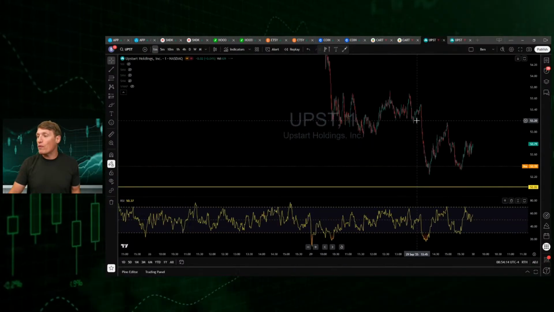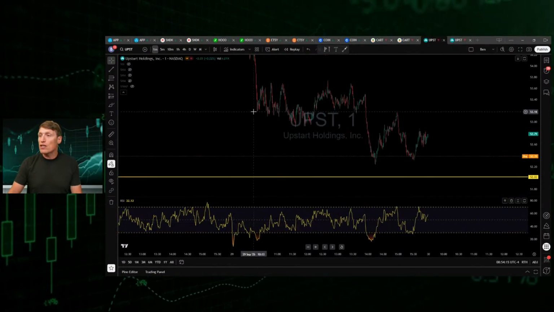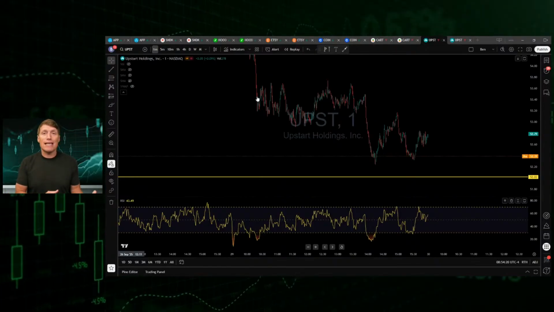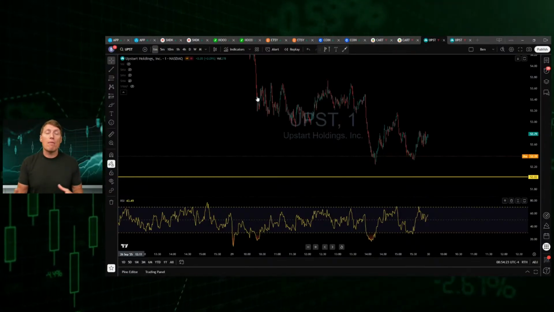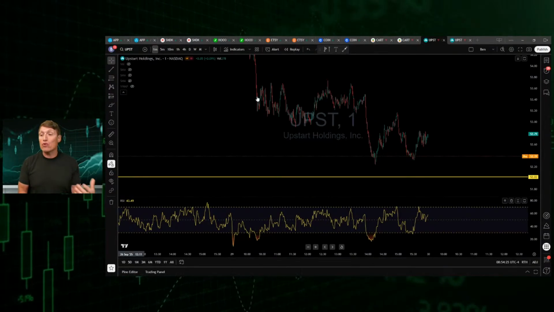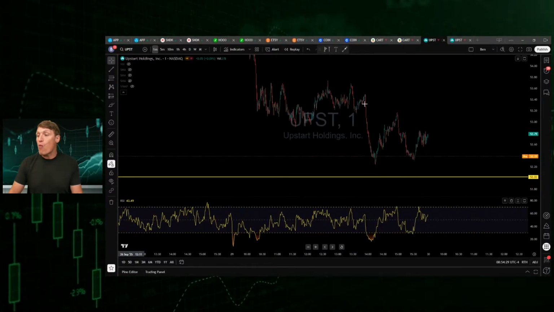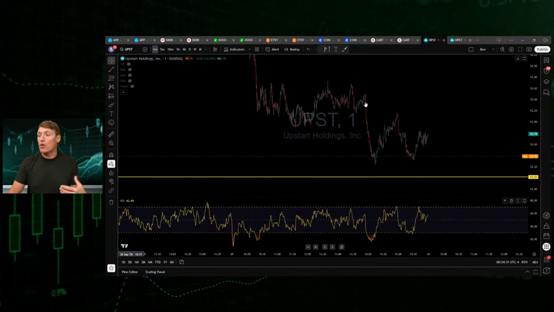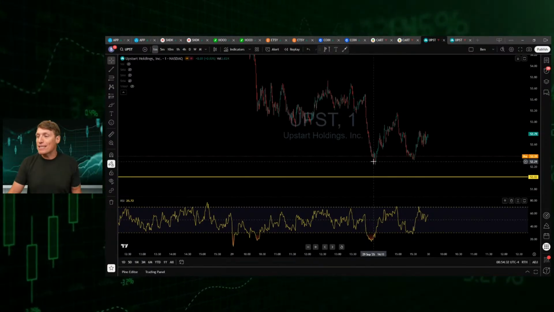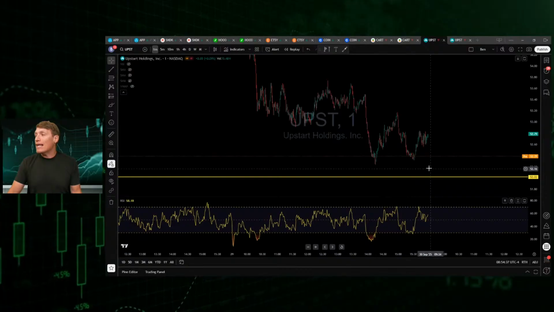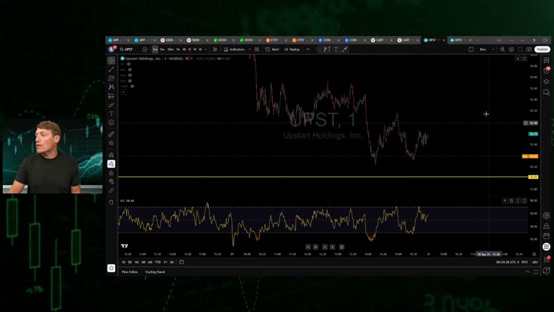UPST was another one that was falling yesterday. Look at the drop. The nice thing about UPST is it actually had a little bit more volatility in the RSI as well as the price action. However, as soon as about 1:30, 2 o'clock came, price action just continued to dive, got a nice bounce. I anticipate it going down to $52.02.